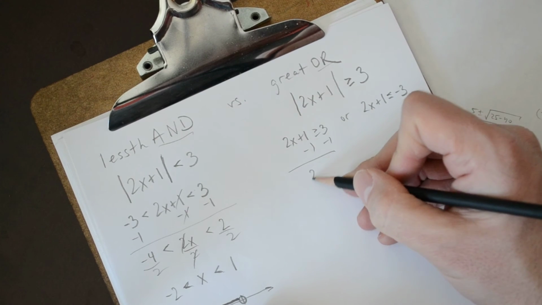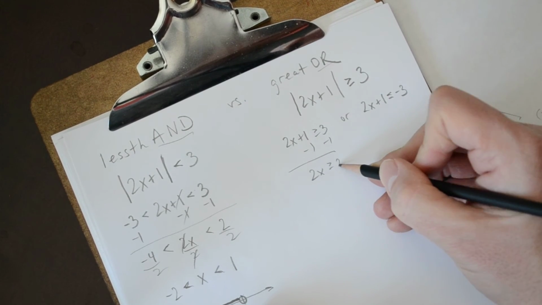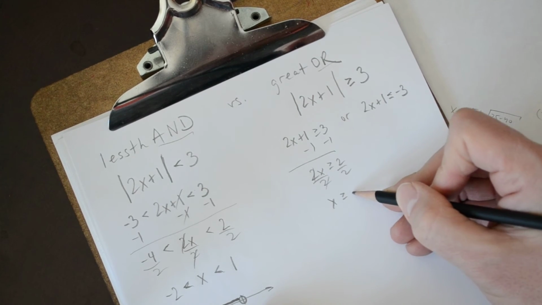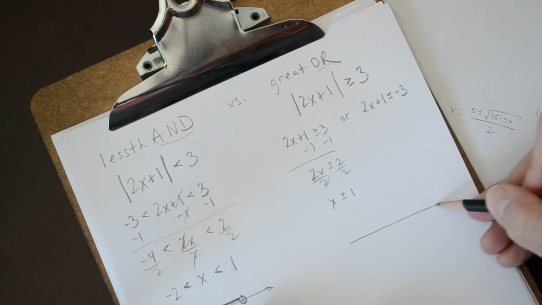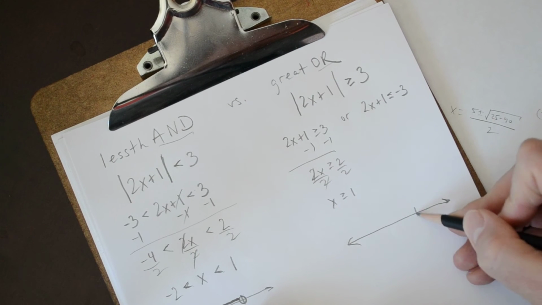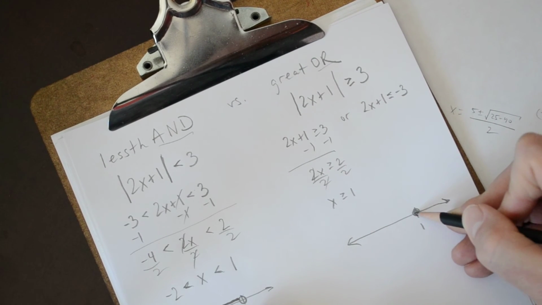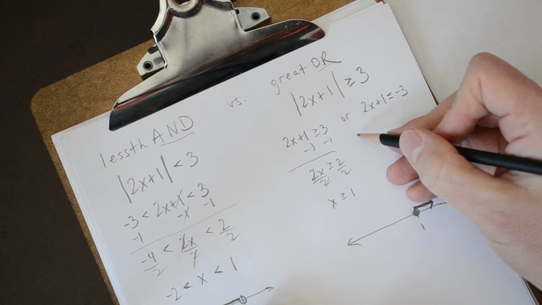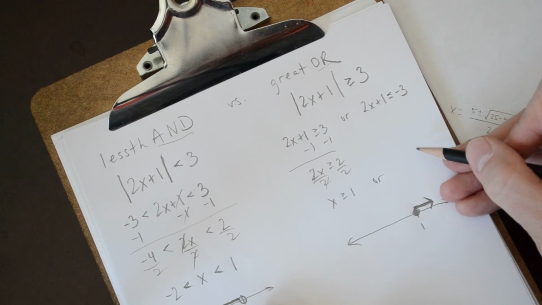Subtract 1 from both sides. 2x is greater than or equal to 2. Divide both sides by 2. X is greater than or equal to 1. You can see on this, here's a 1. Make it solid. Greater than goes out in this direction. Or, let's find that other horn.